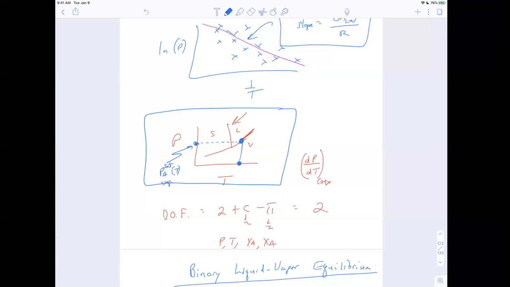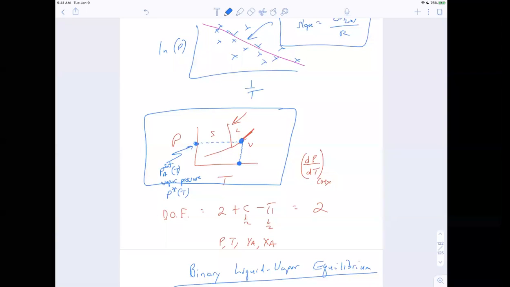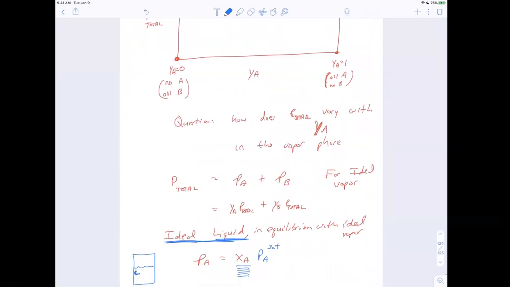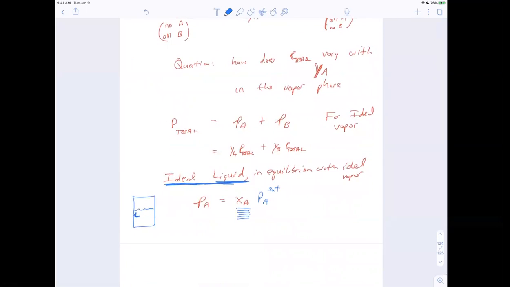That's another thing, and I think your book uses P star for the vapor pressure. I like to use saturation pressure just because, for other reasons, but I won't get into them. So that's what we have here. So this is called Raoult's law.